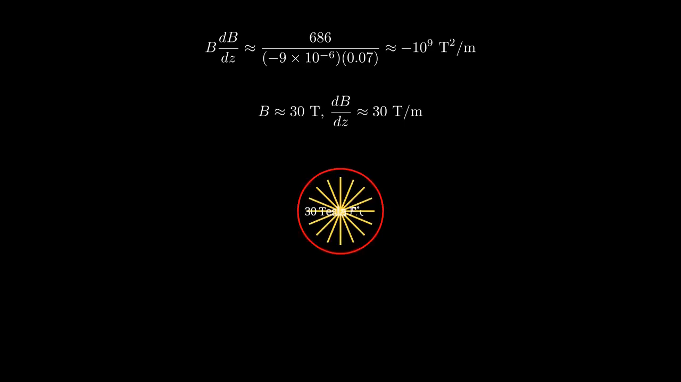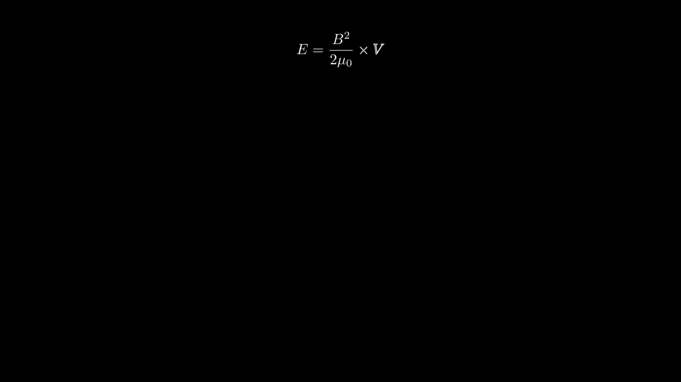A 30 Tesla field is at the absolute limit of modern superconducting magnet technology, requiring enormous superconducting coils. The power requirements to create and maintain such fields are gigantic. The energy stored in the magnetic field is B squared over 2 mu 0 times volume. For a 10 cubic meter field volume, this is about 3.6 gigajoules of stored energy.